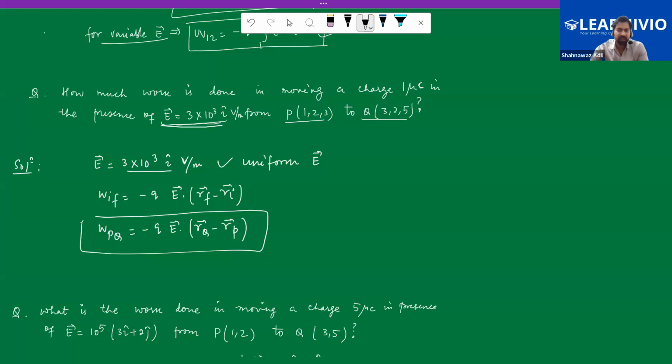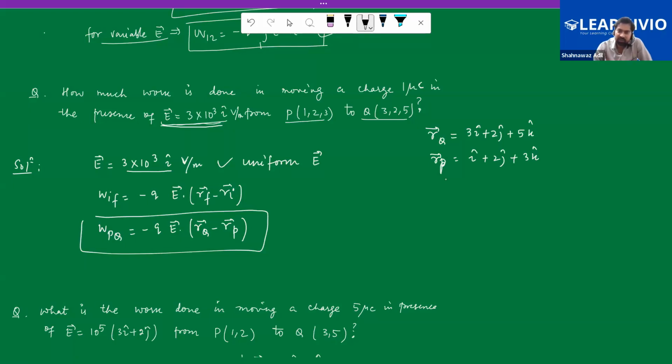Now, can you guys tell me what is RQ? Yes, guys, what is RQ? So this is the coordinate of Q point. So RQ would be 3I plus 2J plus 5K. Similarly, RP. This would be I hat plus 2J hat plus 3K hat. So this is RP and RQ.